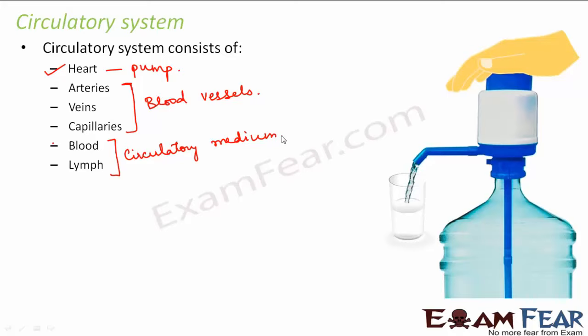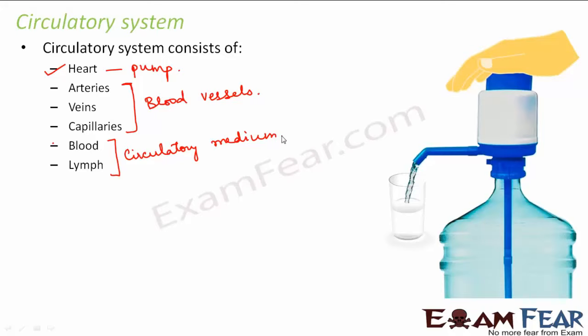Now, this blood is enclosed in the blood vessels. There are three types of blood vessels: arteries, veins and capillaries. And who controls the movement of blood throughout the body? The heart. So these things together constitute the human circulatory system.